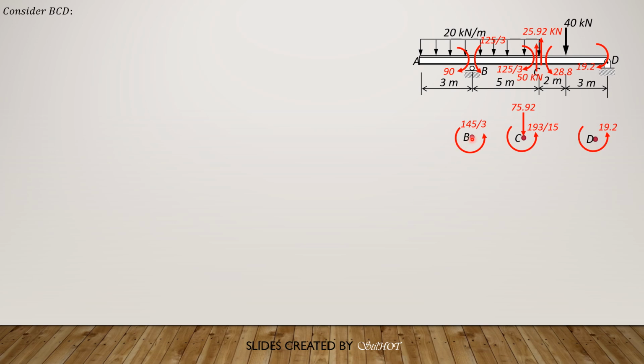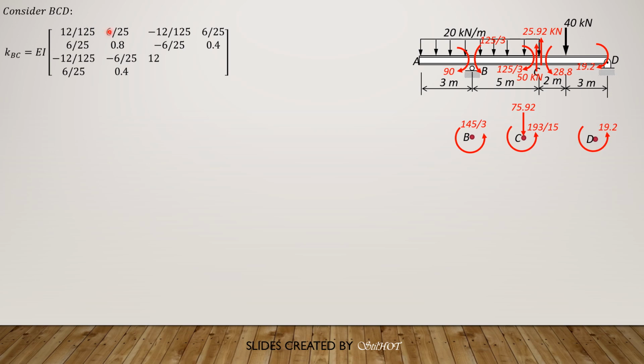Just like at B, the displacement is 0, so we don't mind the vertical force. So KBC is equal to 12 EI over 5 cubed, because BC is equal to CD. They have the same length, same EI. So 12 times 1 over 5 cubed is 12 over 125. 6 times EI, 1 over 5 squared, is 6 over 25.